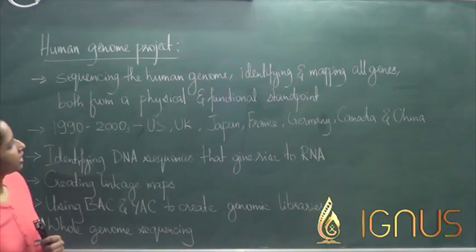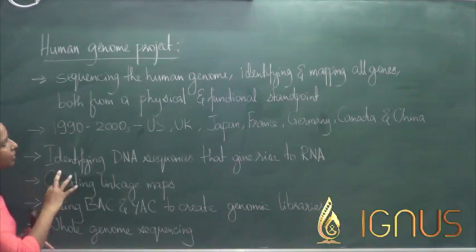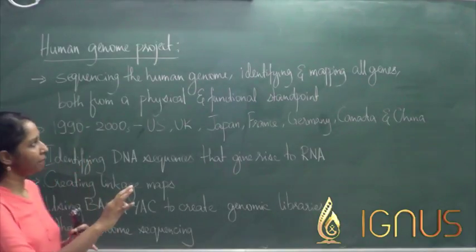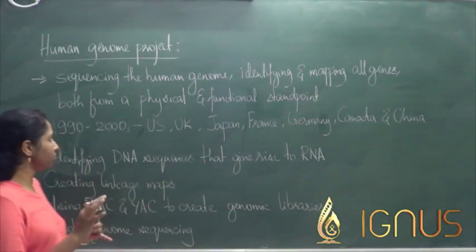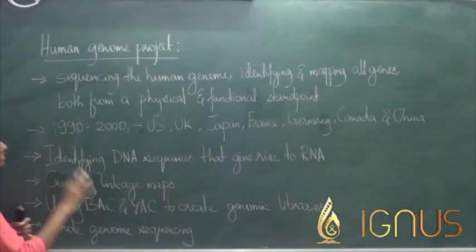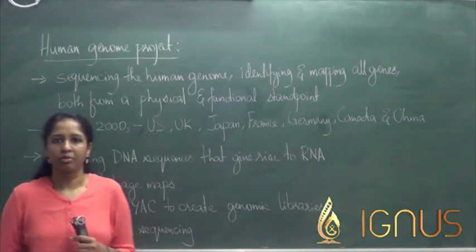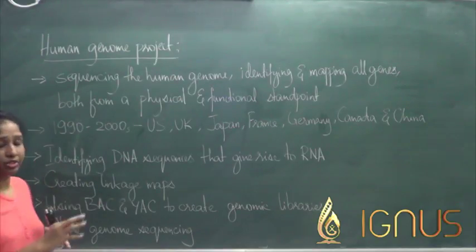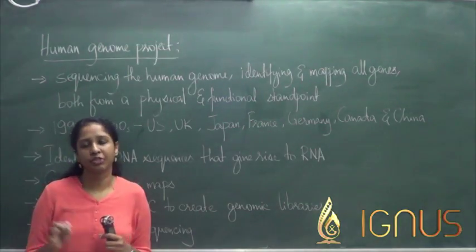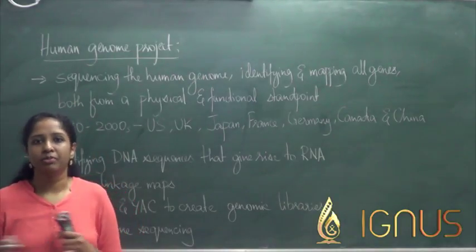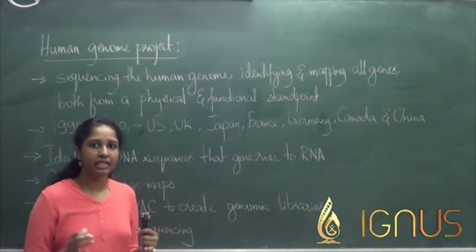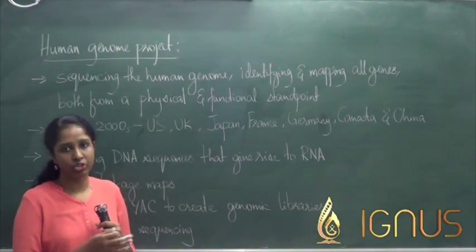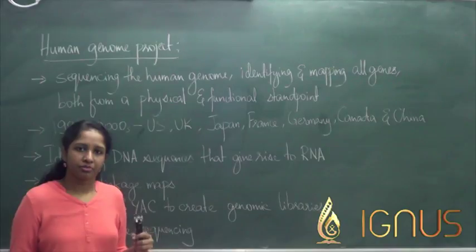Now, the Human Genome Project is basically the sequencing of the entirety of the genome and identifying and mapping all of the genes that are there in the human genome, both from a physical and a functional standpoint. Now, let's break that down. First things first, it's the sequencing of the human genome. So, the Human Genome Project was when the entirety of the human genome was sequenced, meaning that the sequence of the nucleotides that are there in the human genome was figured out.